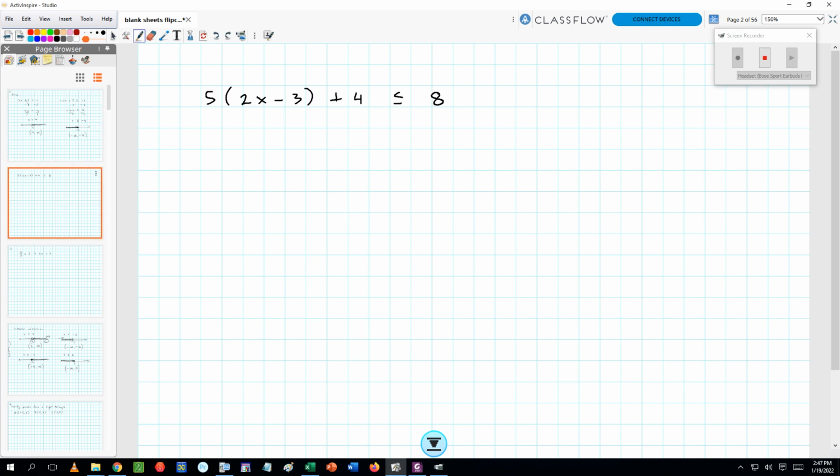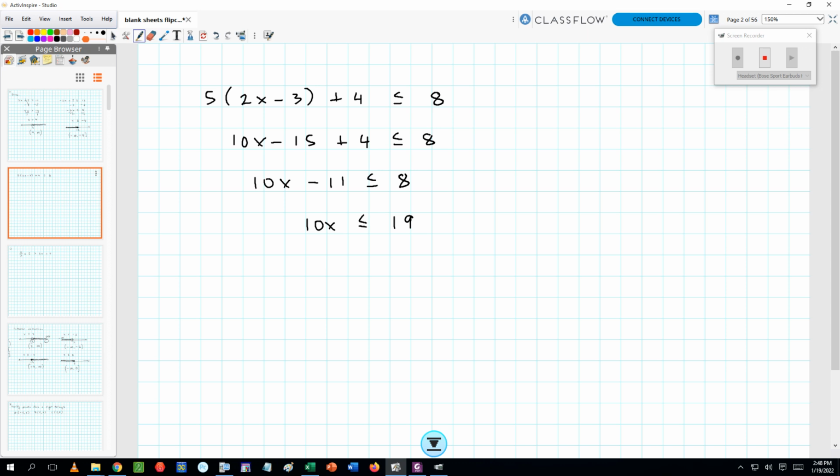Example here using parentheses, I'll distribute the 5, bring down the 4. The negative 15 and the 4 should be simplified into a negative 11. And we solve. The 11 gets added over. 8 plus an 11 is a 19.